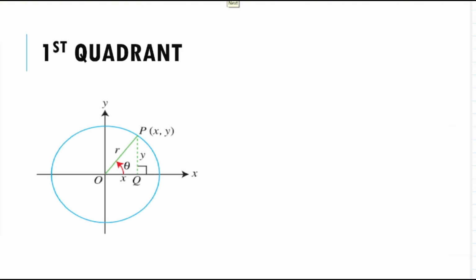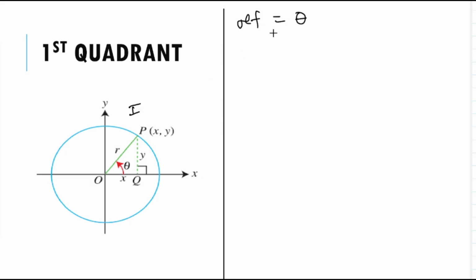So now, using the reference angle, let's determine the sign of the trigonometric functions in the quadrants, and we'll be starting with the first quadrant. In the first quadrant of the circle, the terminal line, which is the green line, will be in the first quadrant. And the reference angle equals theta, and it is acute. So that is what we have.